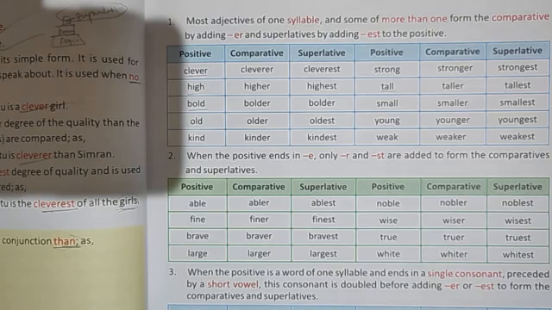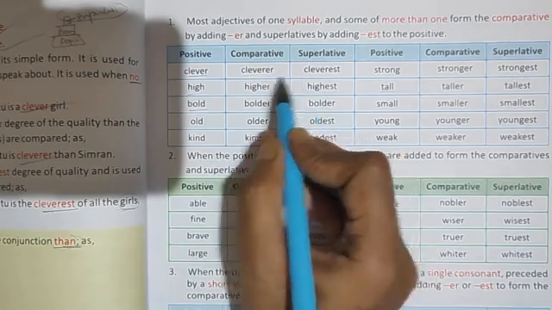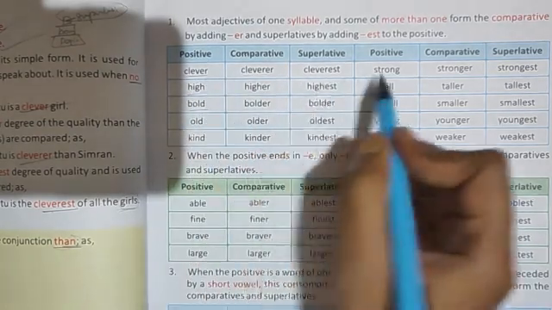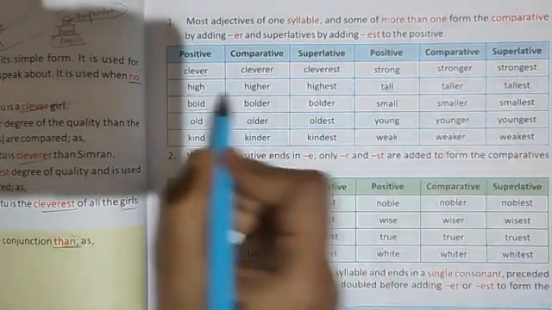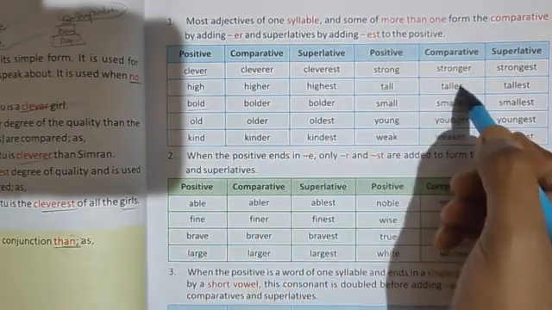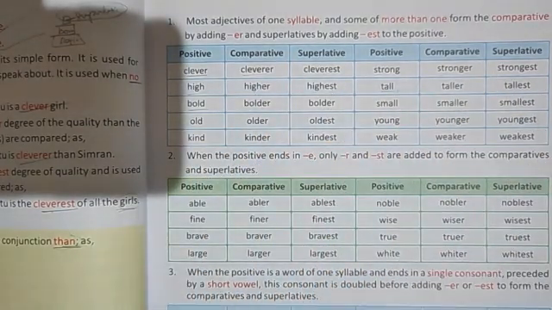So adjectives with 1 syllable or more than 1 syllable can be formed into comparative and superlative by adding er and est respectively. Like clever becomes cleverer, cleverest. Strong, stronger, strongest. High, higher, highest. Tall, taller, tallest. Okay, so on and so forth.